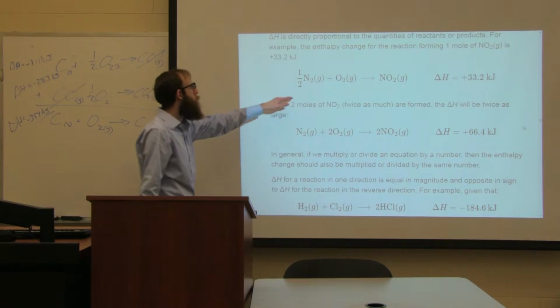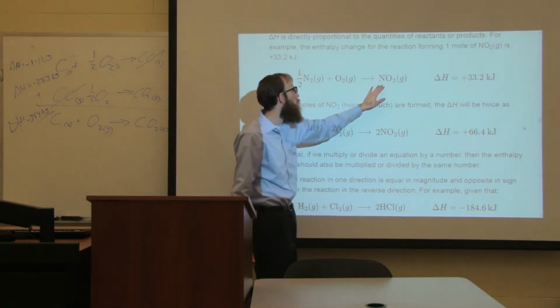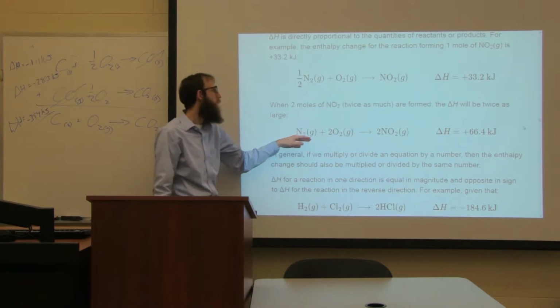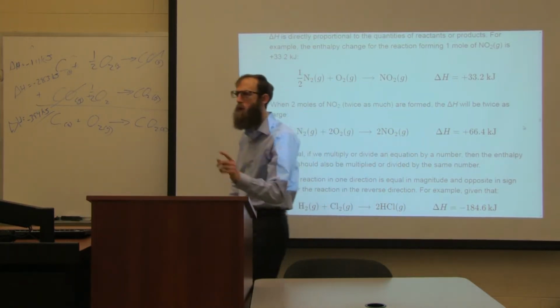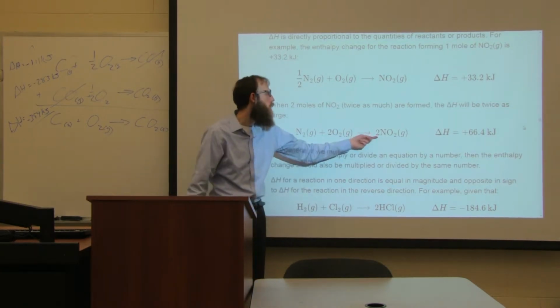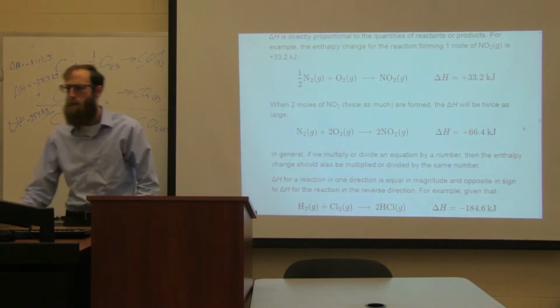So if we know that 1/2 N2 plus 1 mole of O2 forms 1 mole of NO2, and that the change in enthalpy is 33.2 kilojoules, well, we know if we multiply this by 2, we will get twice that change in enthalpy. It will take twice that amount of energy.